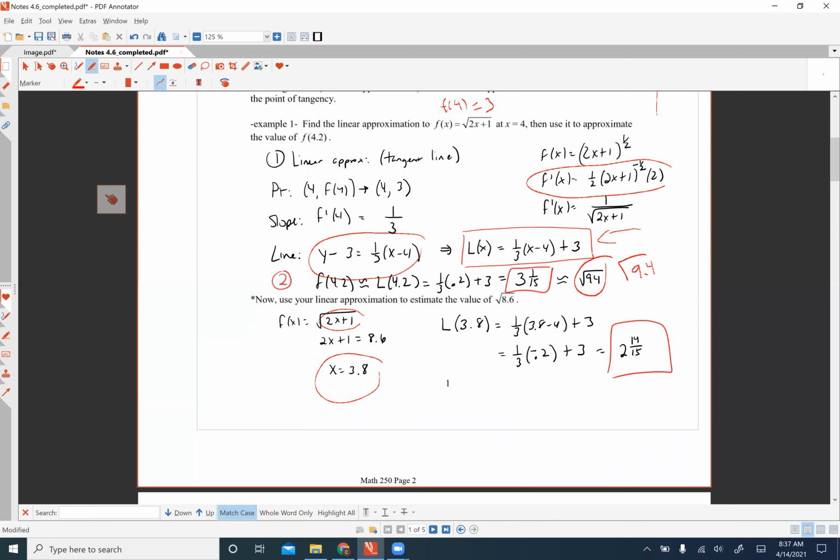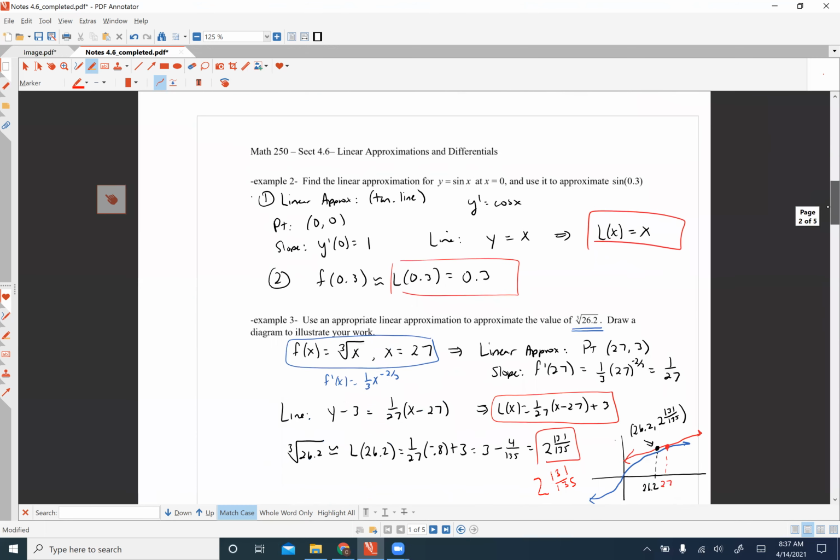But anyway, we just plug that 3.8 into our friend here, the approximation function, 1/3 times the quantity x minus 4, plus 3, and we get that the square root of 8.6 is about 2 14/15. I might not have written it that way; what they used to call a proper fraction. I would have written this as 44 over 15, unless we're told otherwise. But that's really not that crucial.